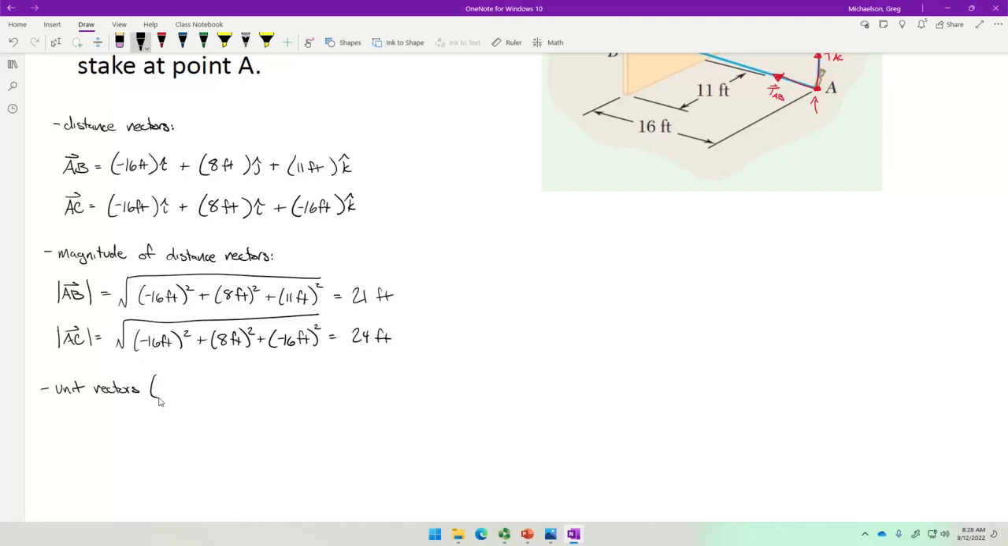Now, the way that you compute a unit vector is you take a vector and you divide it by its own magnitude. Okay? All right, so let's start off with AB. Okay? So the way that we're going to do that is we're going to take vector AB and divide it by its magnitude. So what is that term for term? So we're taking negative 16, 8, and 11 and dividing it by 21.